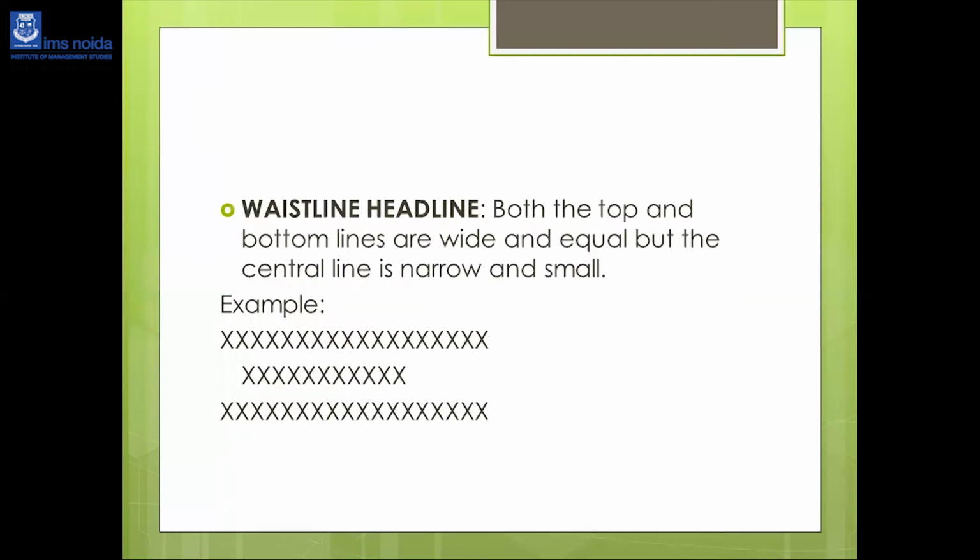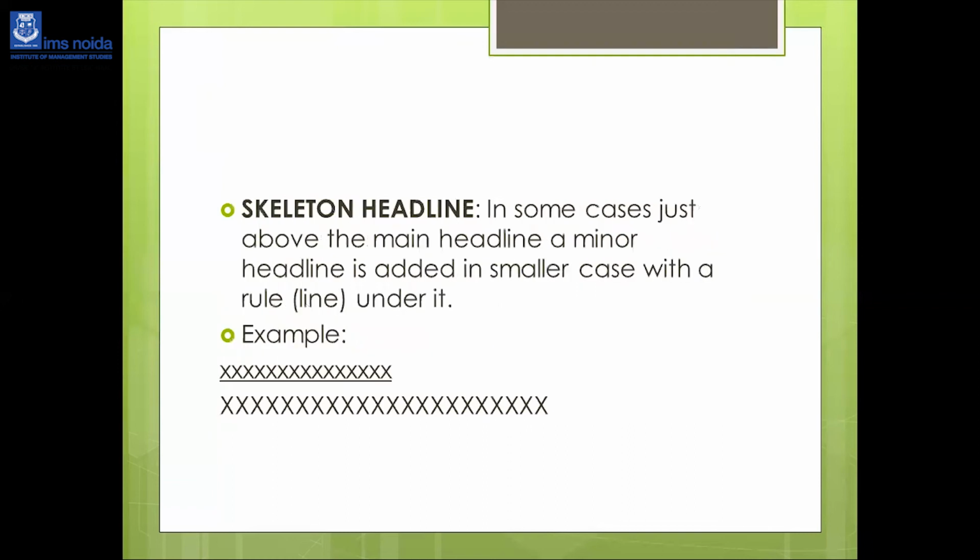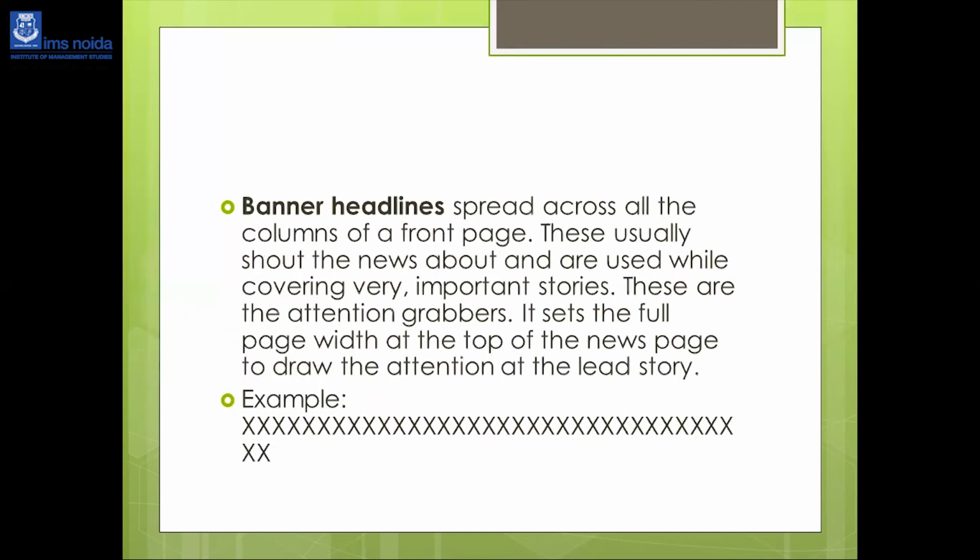Next one is the waistline headline, which looks like a waist. Both the top and the bottom line are wide and equal, but the central line is narrow and small. Next one is the skeleton headline. In some cases, just above the main headline, a minor headline is added in smaller case with a rule, that is a line, under it. These are called the skeleton headline.